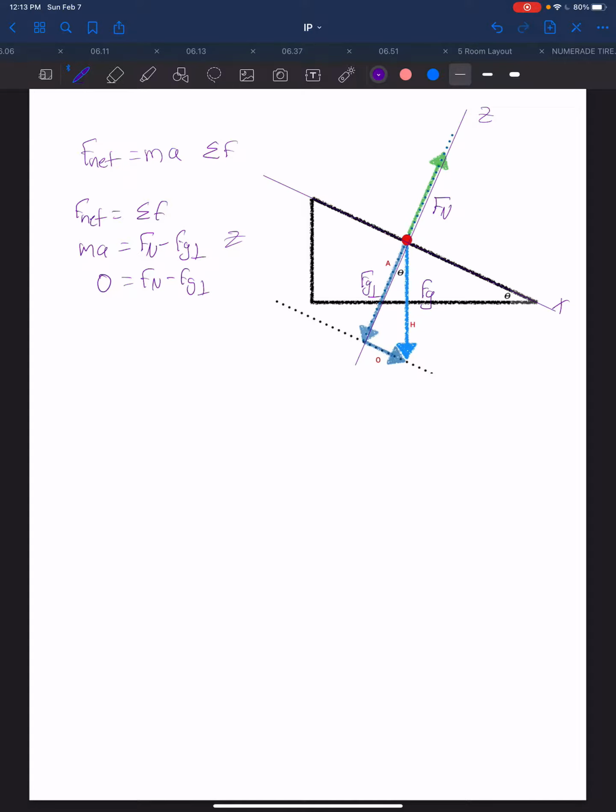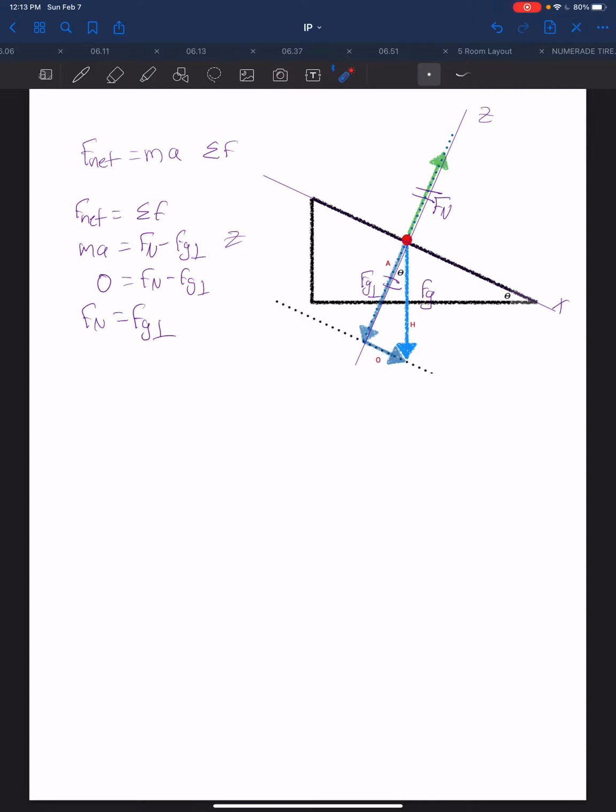And just rearranging this, what we find is that the force normal is equal in magnitude to the force of gravity perpendicular. In other words, these two must be equal in size. If the object on the inclined plane is not accelerating in this direction, then Fn will always be equal and opposite to Fg perpendicular. That also means then that Fg must always be larger than Fg perpendicular.